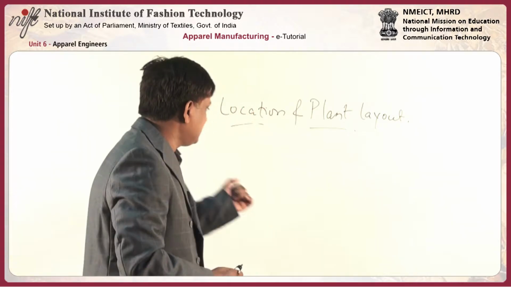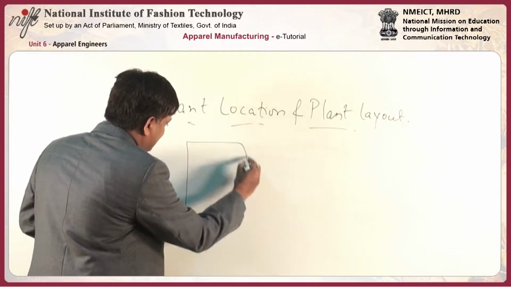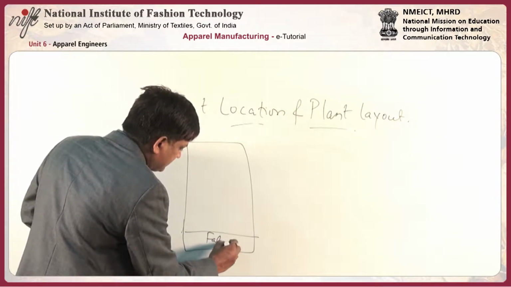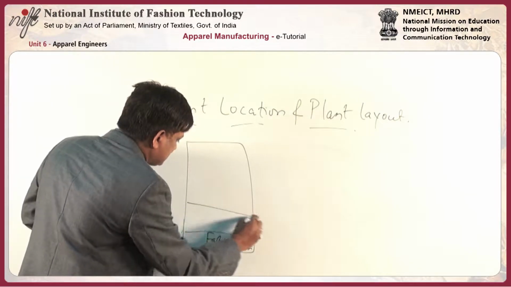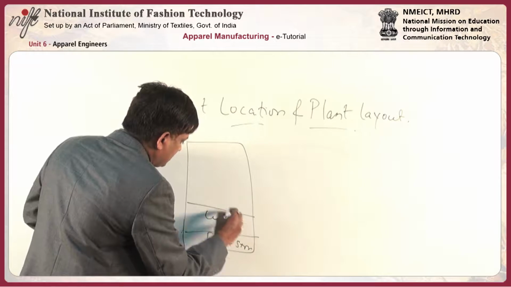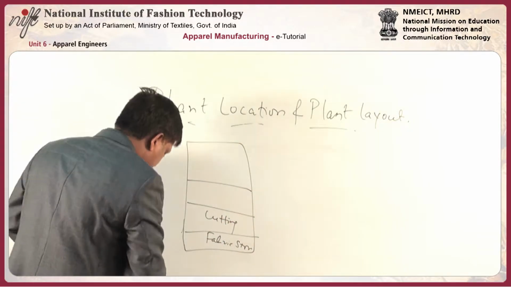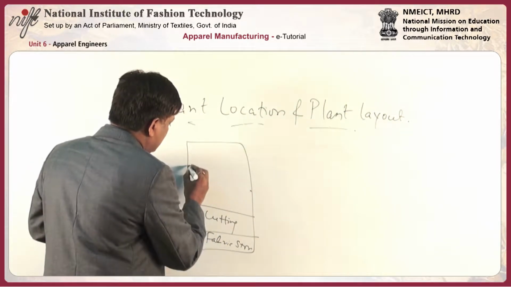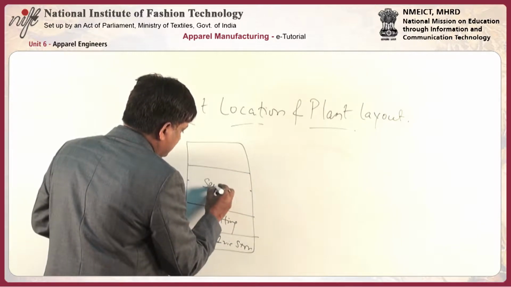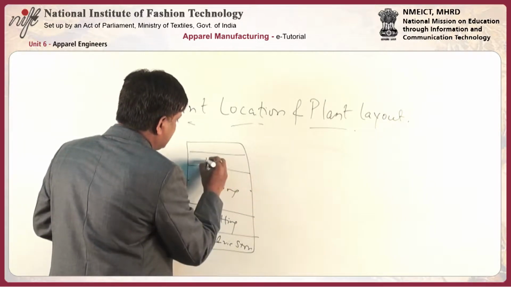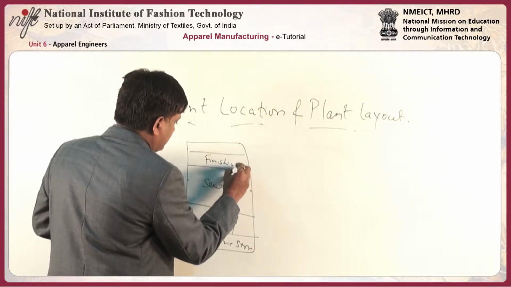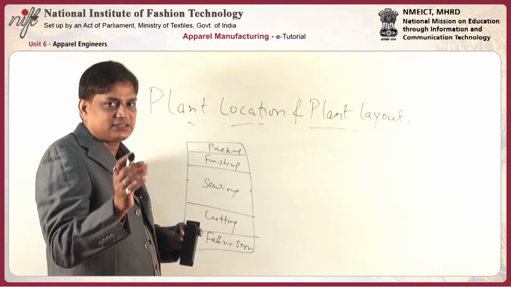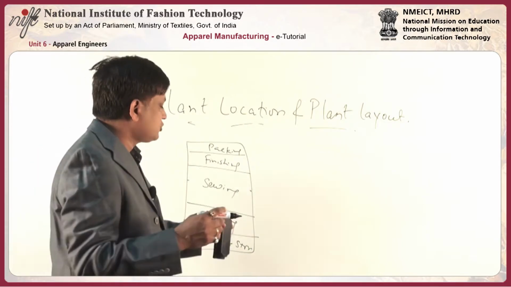So those things we will discuss. Some layouts follow a straight line direction, where maybe the fabric store is here. Then next is the cutting room. Then we need a bigger area for the sewing. So suppose this is sewing, and next is finishing, and next is packing. In between somewhere, if the factory needs washing, then washing will also be taken care of.